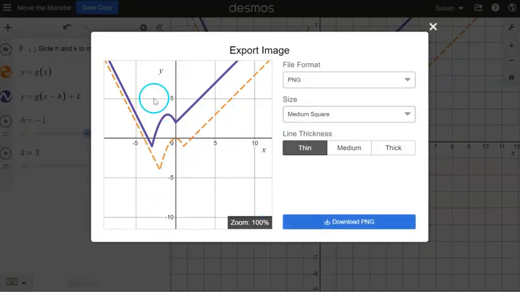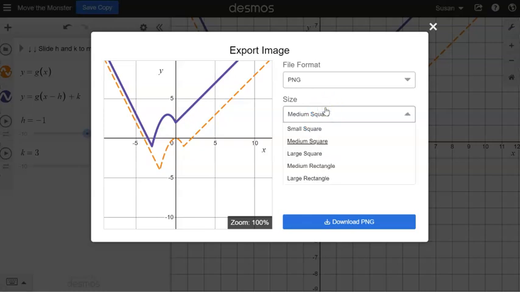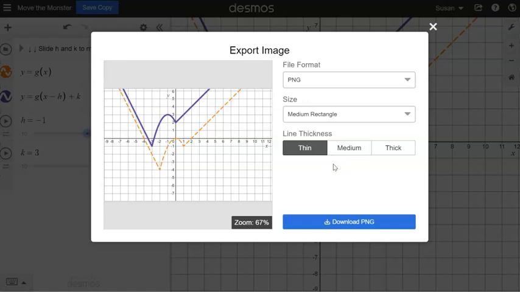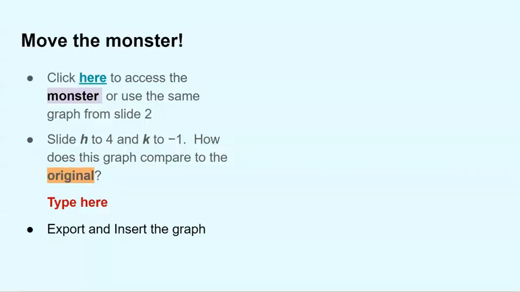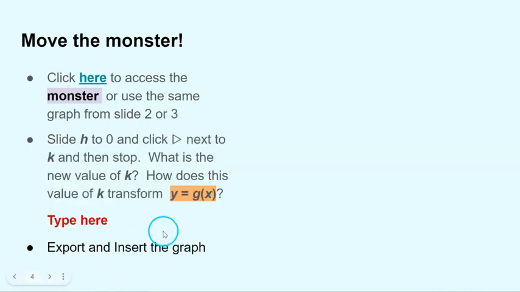If you want to get the little grid lines to show up, you'll need to do a large or a medium rectangle, and then it'll show it. It doesn't matter though. At this point, I'm fine if they don't do that. The next slide is basically the same thing. They're going back to the same graph, this time to let h be 4 and k be -1, and so they'll insert this one.